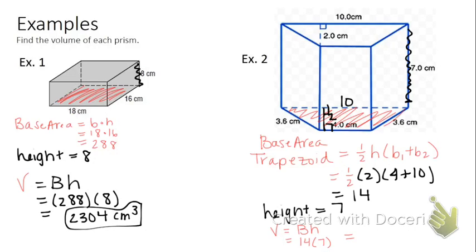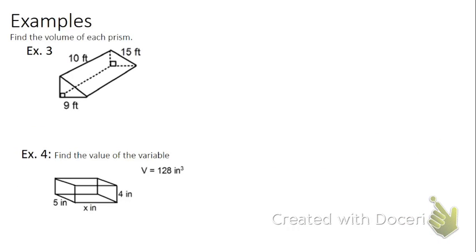What'd you say? 98, what? Is that what you said? 98 centimeters cubed. It's cubic volume. It's filling up a space. All right.